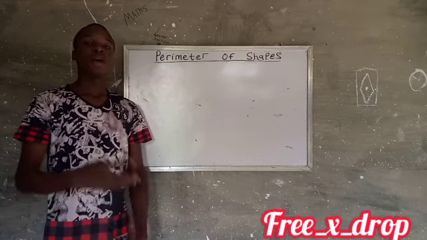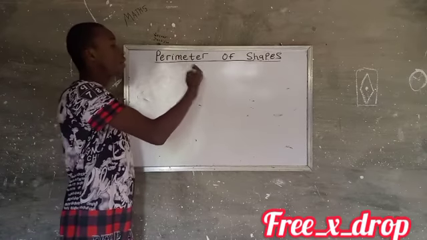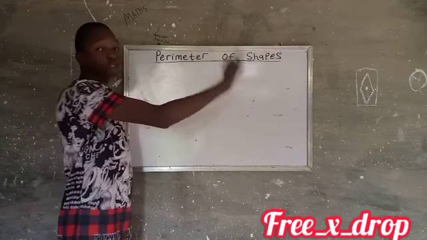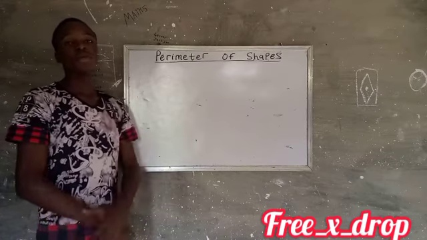And today we are going to be looking at this topic: perimeters of shapes. Perimeter of shapes. So this is the topic we are going to be looking at today.